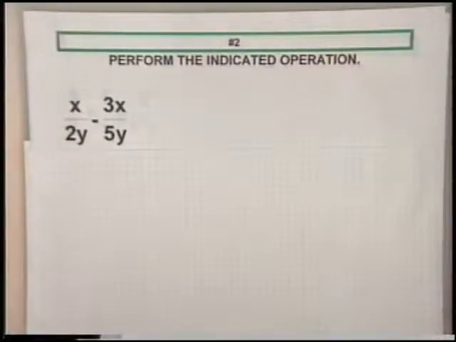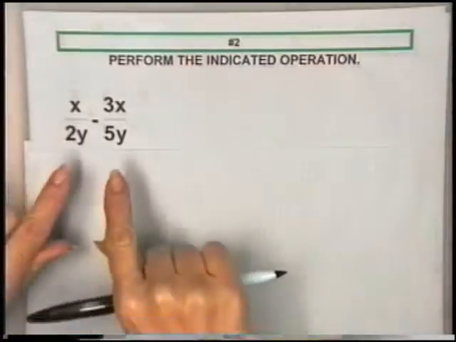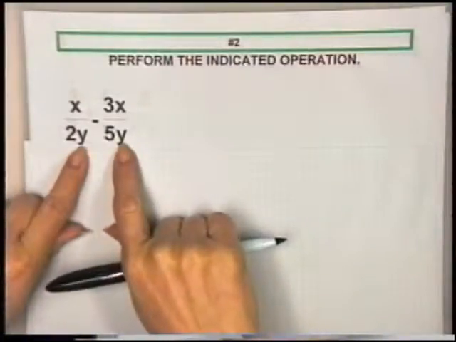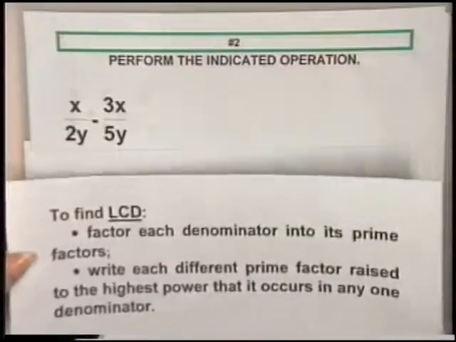Problem number 2. Perform the indicated operation. The indicated operation is subtraction. I am subtracting fractions, so I know I need to find the LCD. This is the first time we've had a variable in the denominator. So let's talk about how to find the LCD when we have variables in the denominator.